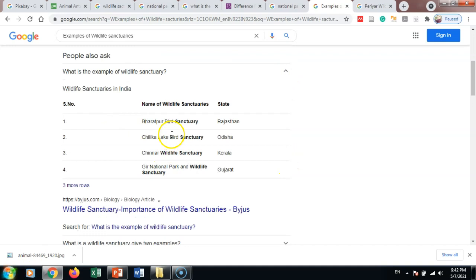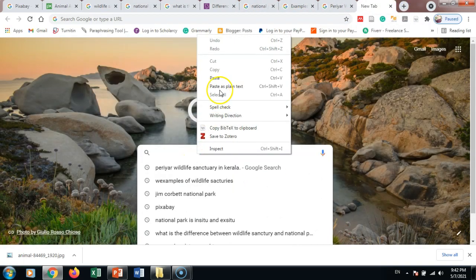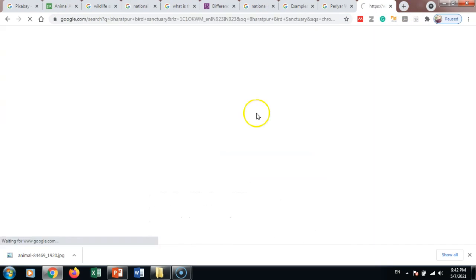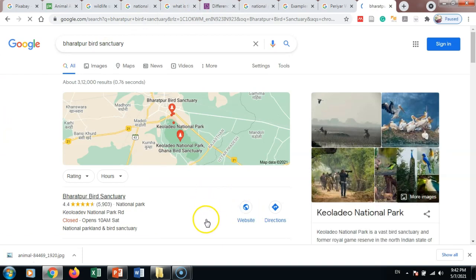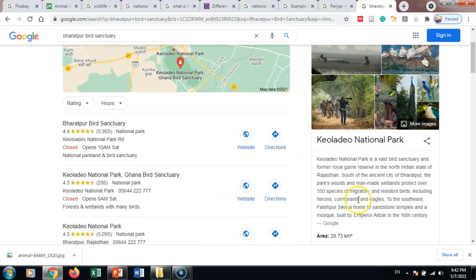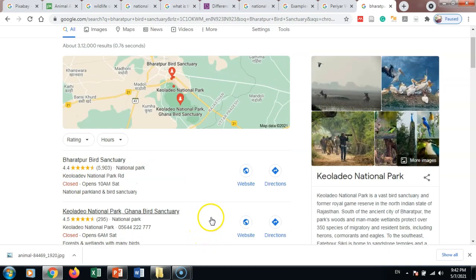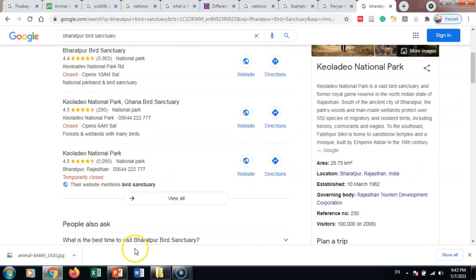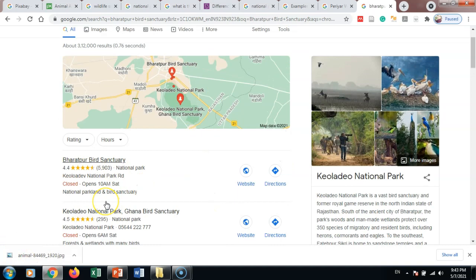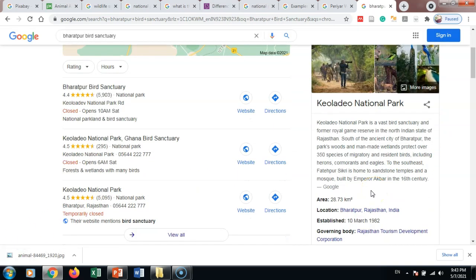Then Bharatpur Bird Sanctuary. In our Maharashtra, there is one bird sanctuary that is famous, and as we have seen in the characteristics of wildlife sanctuaries, their boundaries are not fixed. The well-known conflict we can see in Maharashtra is about the great Indian bustard, Mald Pakshi, a bird species that is under threat due to hunting.